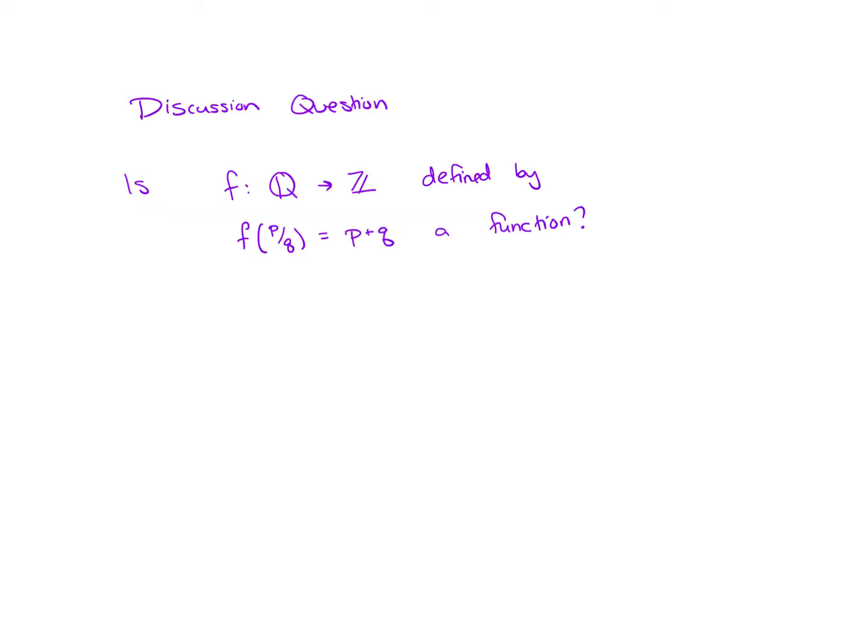Okay, so as we're thinking about this definition of function, here's something for you to think about. Is the function f from Q, the set of rational numbers, to Z, defined by f of p over q, right? So anything that's a rational number can be written as p over q, where q is not equal to 0. I'm going to define that to equal p plus q. Is that a function? So I'll give you a chance to think about that, and we'll talk about it in class.